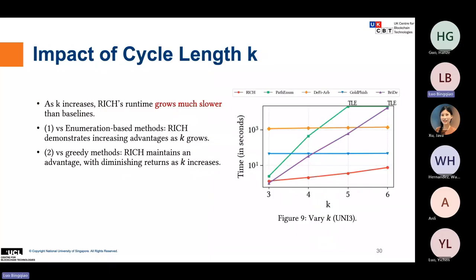To give a closer look at the impact of the cycle length K, we look at how the efficiency changes as K increases from 3 to 6. We can see that Reach's runtime grows much slower than the baselines, but some differences can be seen. When we compare Reach with enumeration-based methods, it demonstrates an increasing advantage as K grows. When we compare it with some greedy methods, it maintains an average advantage, but the greedy methods are quite moderate. However, those greedy methods cannot guarantee to find the optimal result, and what they do is decrease the searching space when K is larger.